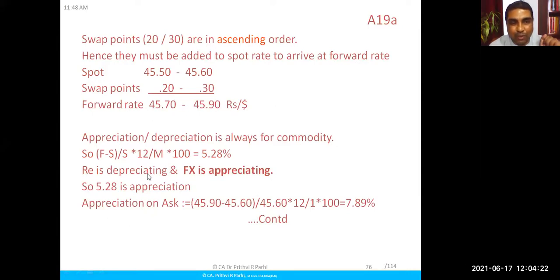Rupee is depreciating, foreign exchange is appreciating. We can find it out: forward minus spot, by spot, into 12 divided by months, into 100. 5.28 is the percentage of appreciation. Suppose 5.28 is the percentage of appreciation; you see how it is calculated: 45.90 minus 45.60, divided by 45.60. This is for 1 month forward, and is equal to 7.89.